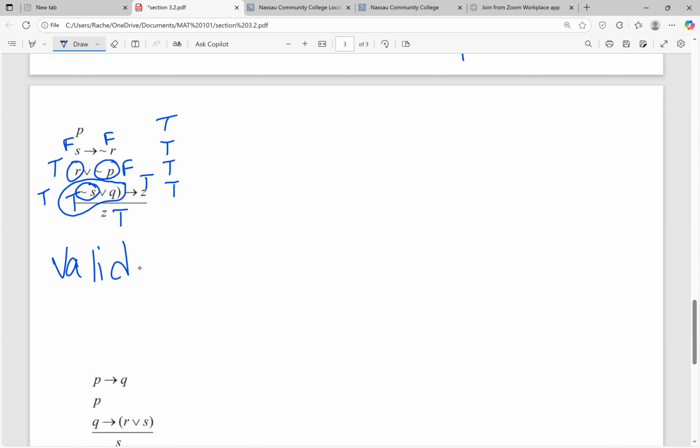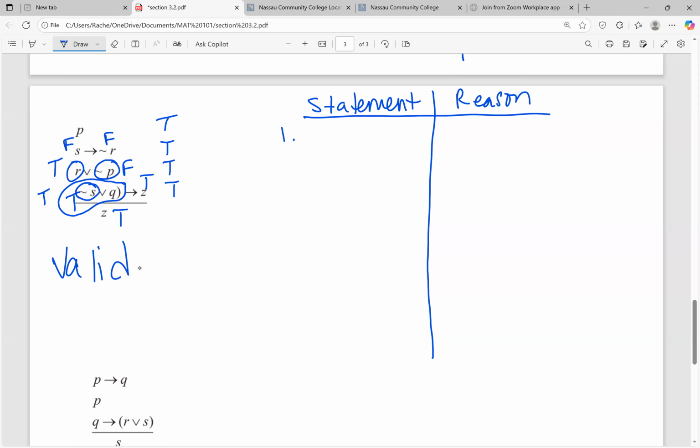So now let's construct a formal proof. So we have our statements and our reasons. So let's clean this up.